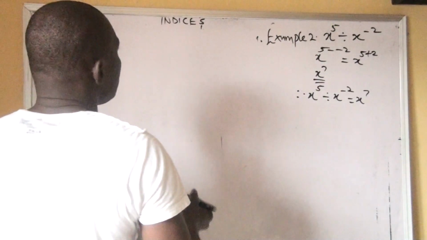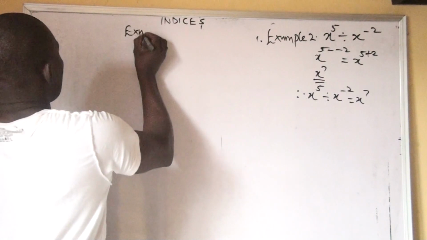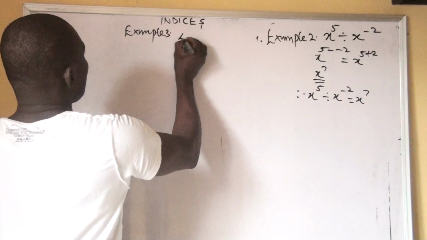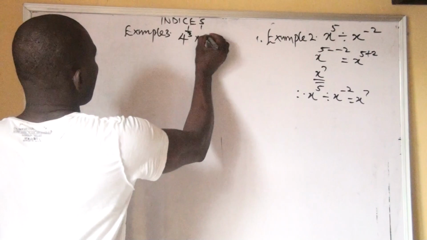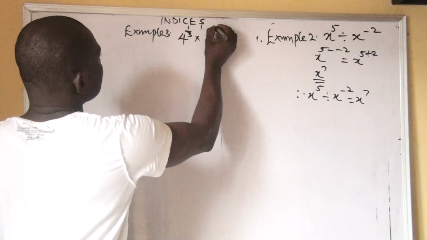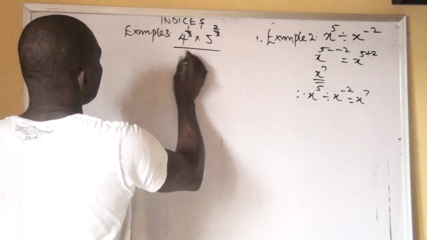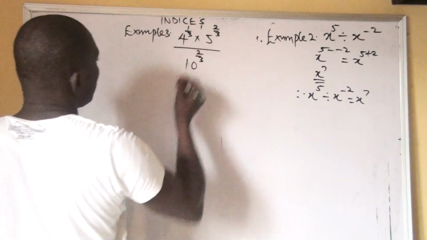Example 3. It says simplify. Simplify 4 raised to power 1 over 3 times 5 raised to power 2 over 3, all over 10 raised to power 2 over 3.